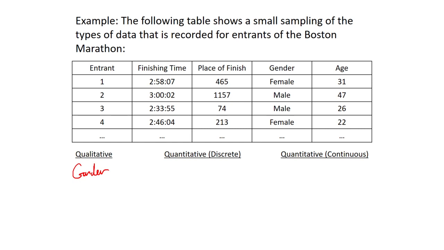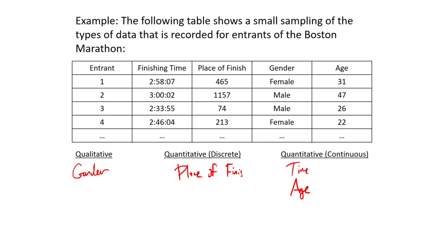It's a pretty useless variable. So then, what about discrete? Place of finish is definitely discrete. And then the continuous ones are what? Yeah, their time and their age. They're actually both measures of time, so we can treat them as continuous, right?